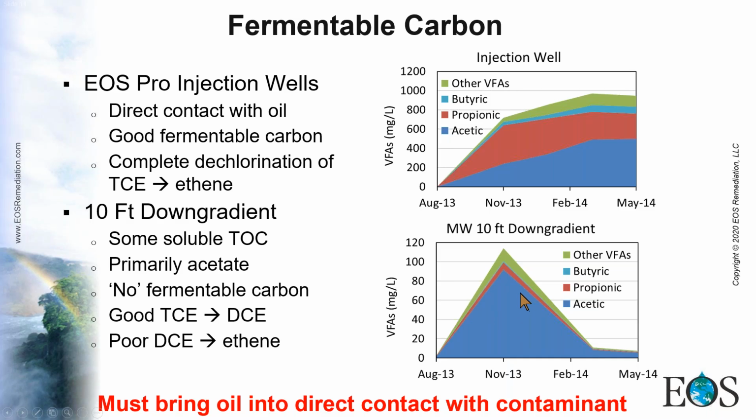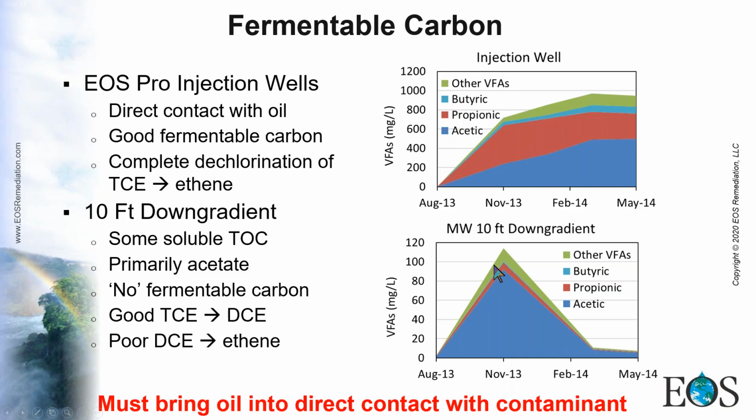Just 10 feet down gradient, we did get some organic carbon. The injection of EOS was, I don't know, late August. And 3 months later, we had a spike in TOC, 10 feet down gradient. Six months later, it had dropped dramatically. And 9 months after the injection, well, we're down to about 10 milligrams per liter total fatty acids.